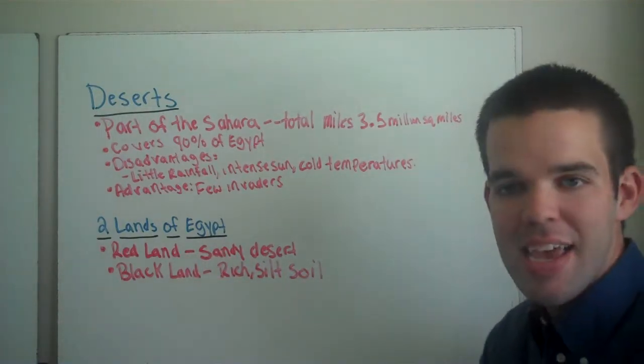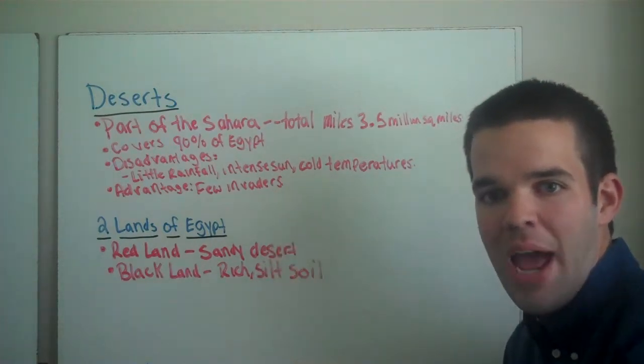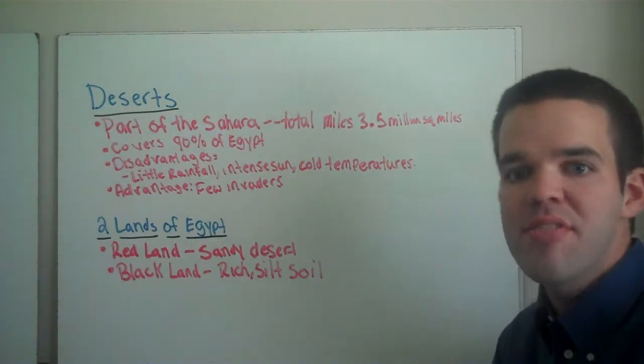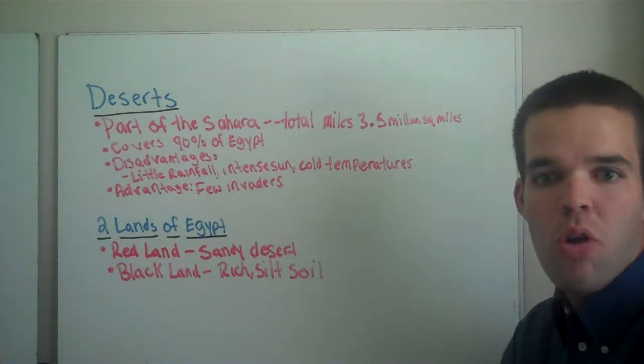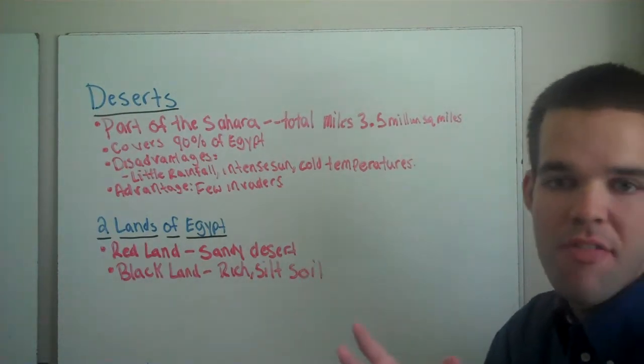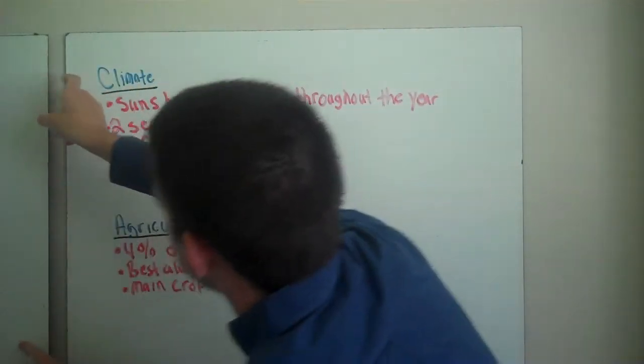You also have the black land of Egypt. It is the area that flows right around the Nile River. It is where the rich silt soil is. It is where sand and water mix. It is the home to the best form of agriculture there is in Egypt. So let's move on to the final part of our geography lesson for today.